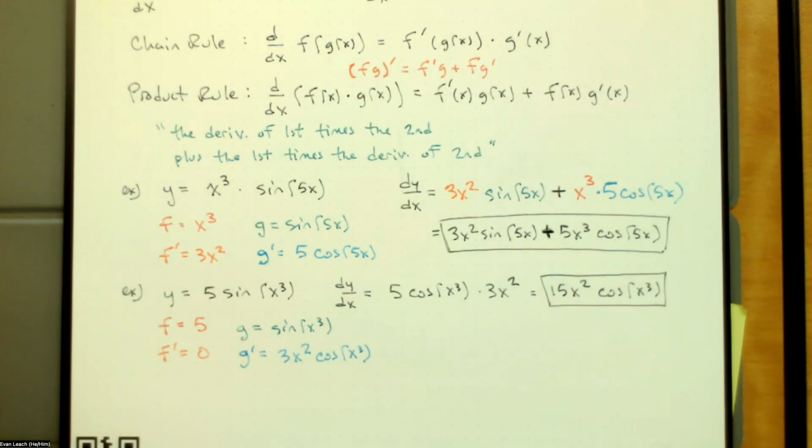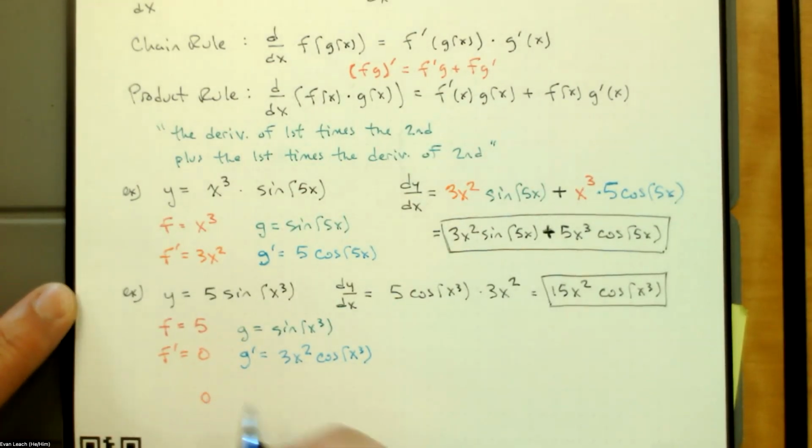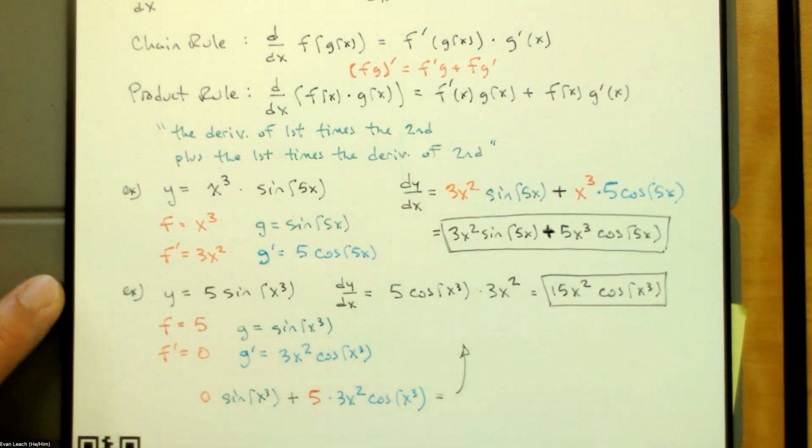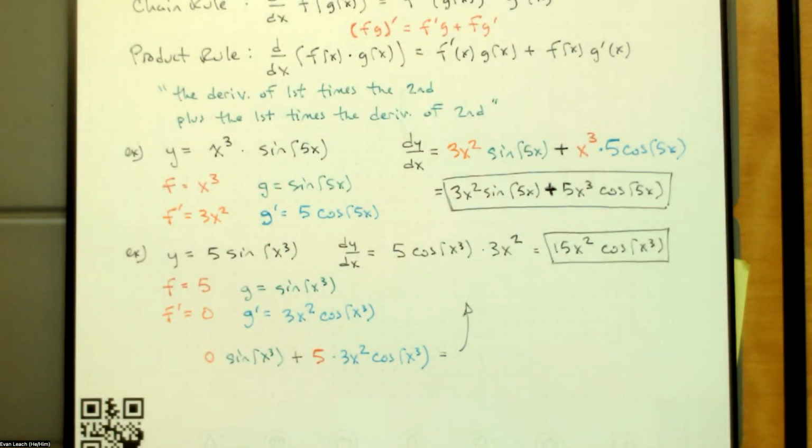And that's why we don't need to invoke the product rule for this particular function. Because that first term of the product rule, if we make one of the functions 5, a constant, the derivative of that constant is 0, and that wipes out one of the terms. So when I write f prime g, I have 0 times sine of x cubed, plus 5 times 3x squared cosine x cubed. Which means secretly, when we say we're just going to do the chain rule, we're secretly doing the product rule. It's just that one of the terms was 0.